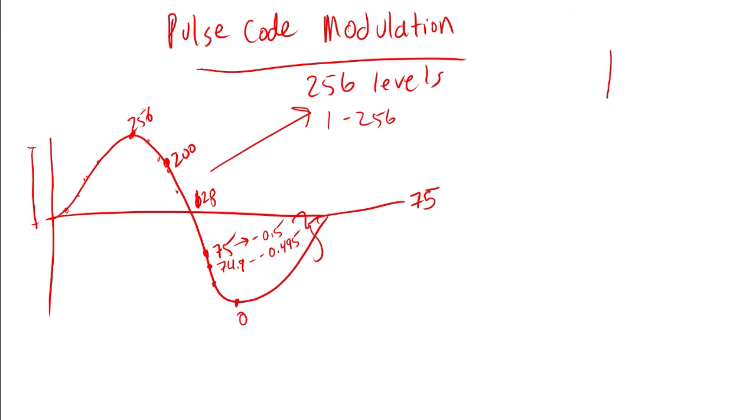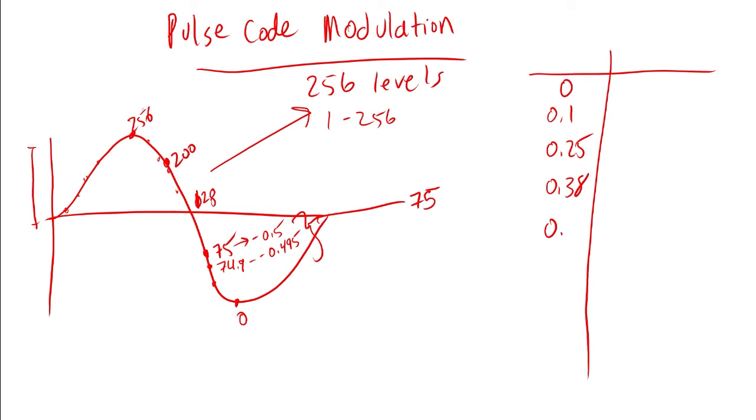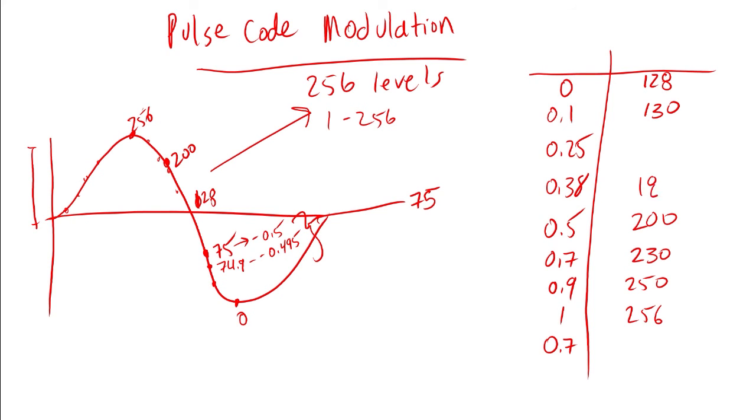So now I've taken a bunch of measurements, maybe 0, 0.1, 0.25, 0.38, 0.5, 0.7, 0.9, 1, 0.7, and then I'll approximate these to 128, 130, 256, 250, 230, 200, 180, whatever, 230.